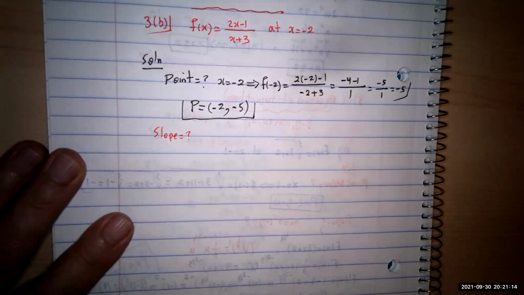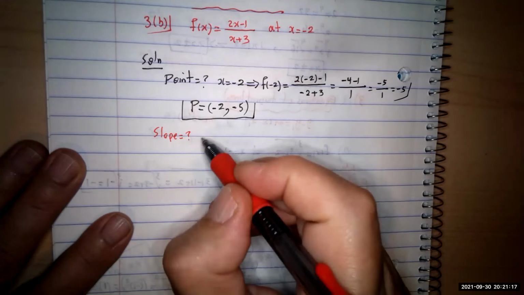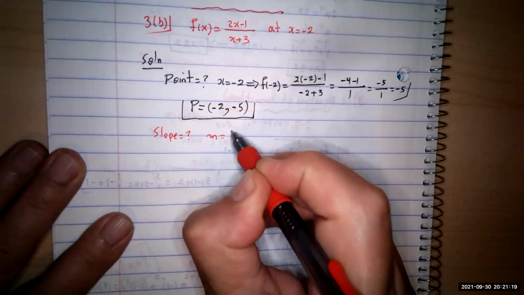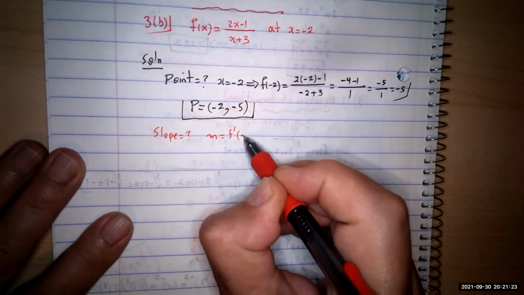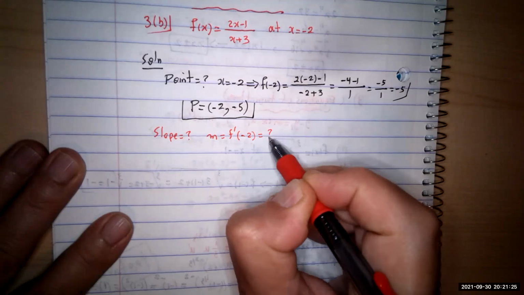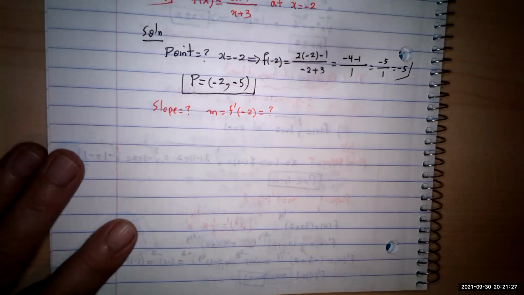Again, you know that the slope is going to be the derivative. So m is going to be the derivative of the function at what? At x = -2. So this is going to be our slope.